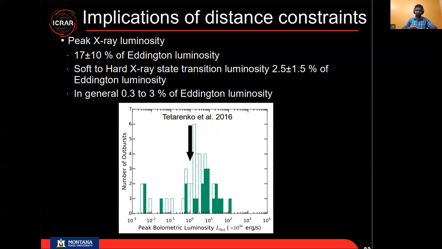But just because of the help of these distance constraints, we managed to segregate that this particular MAXI 1348 belongs to the main canonical class of black holes, whereas 1535 belongs to, you can say, a more peculiar class of black holes. And using these distance constraints, as I told you, one of the studies suggested that the mass of this particular black hole is around 9 solar masses. Now, using our distance constraint, what we have observed, can you please go to the next slide?